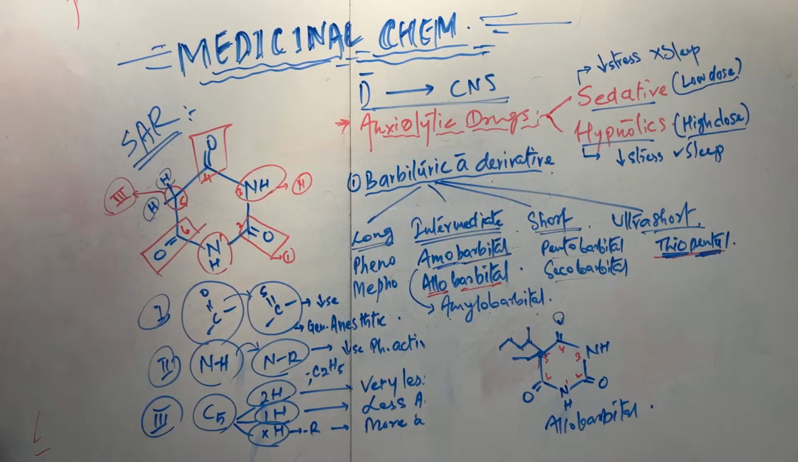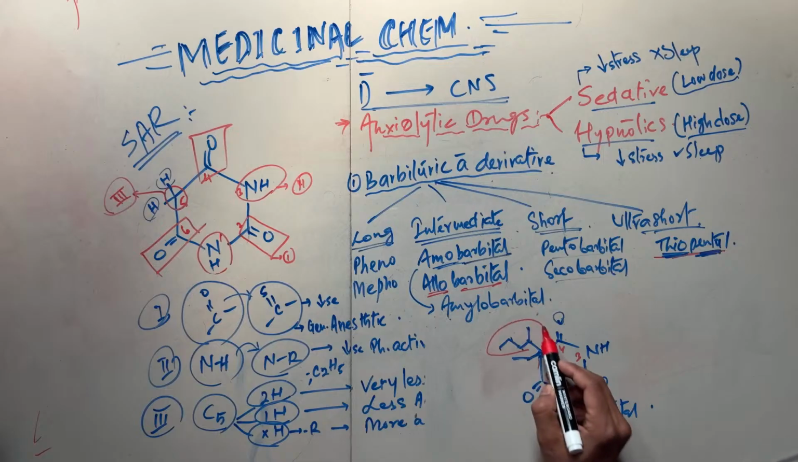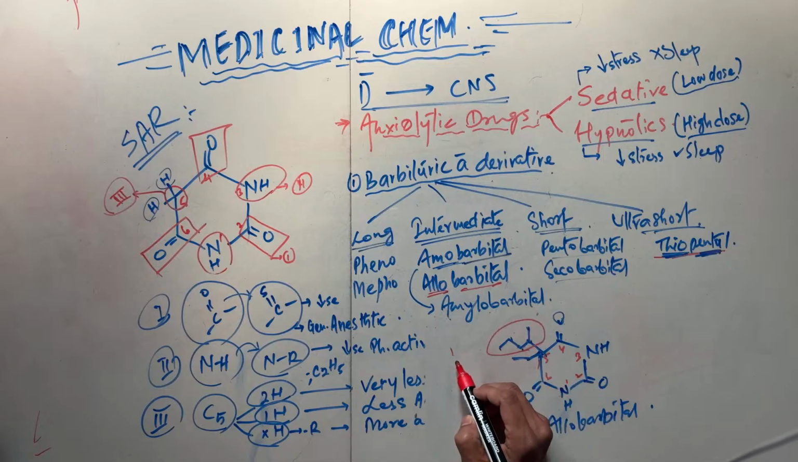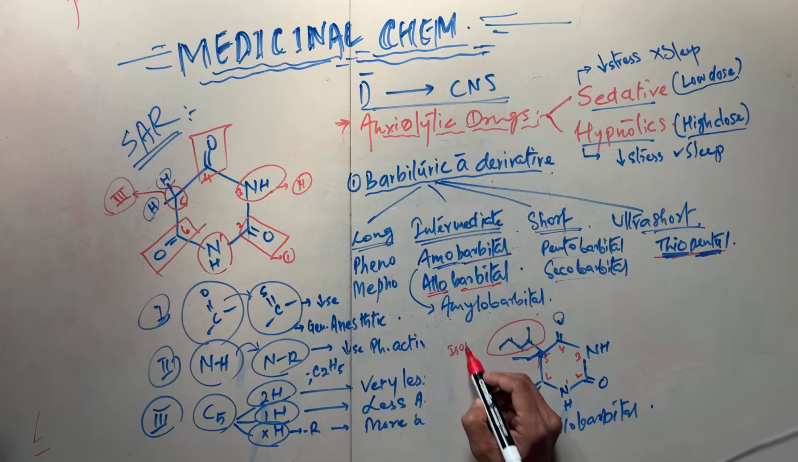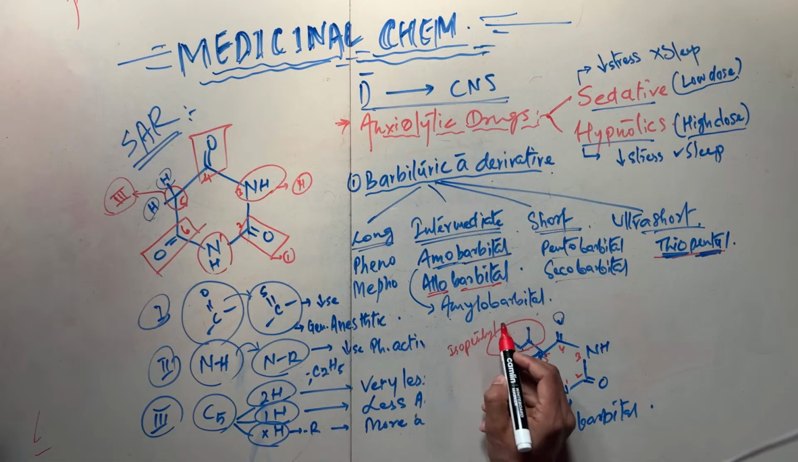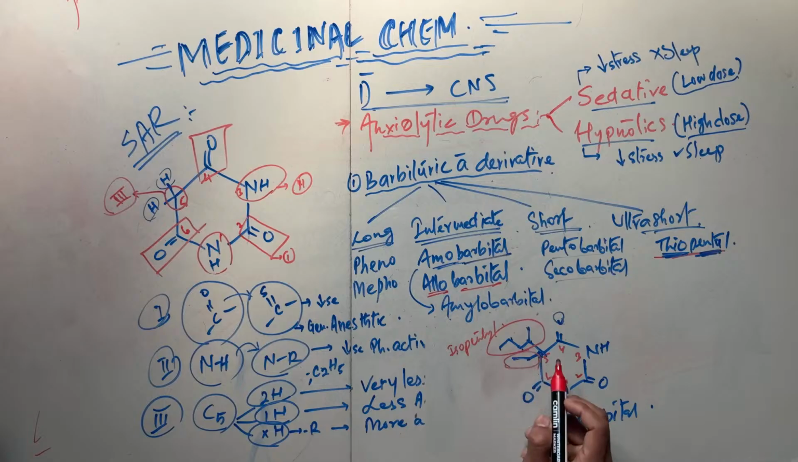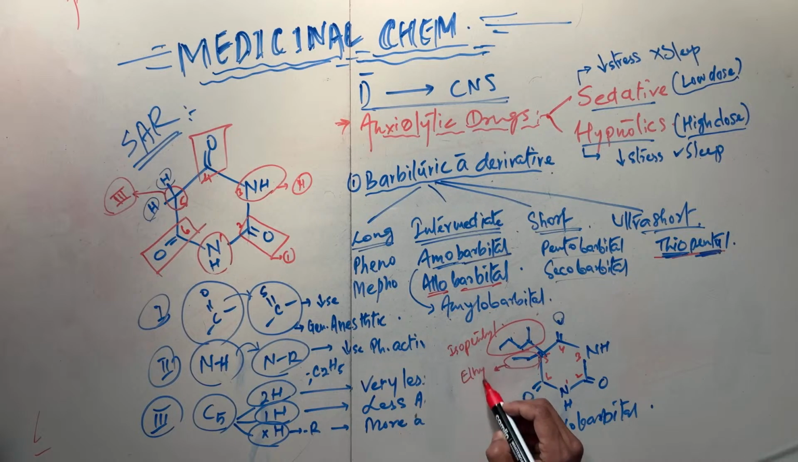If you want to write the name, you can also write the name, that is isopentyl. And that is what it is called? Ethyl. Now it is called not allobarbital, it is pentobarbital. Pentobarbital. Simple, very simple, short and sweet structures.